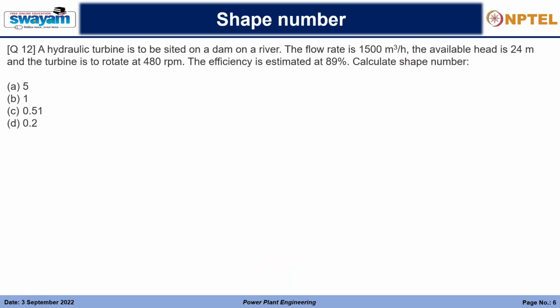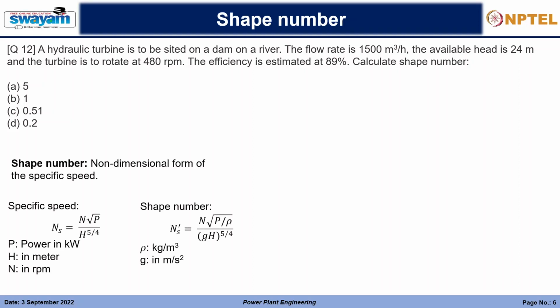Then, as I previously said about specific speed, there is another term related to the specific speed, that is the shape number. The question states that a hydraulic turbine is to be sited on a dam on a river. The flow rate is given as 1500 meter cube per hour. The available head is 24 meters. The turbine is to rotate at a speed of 488 rpm, and the estimated efficiency is 89%.